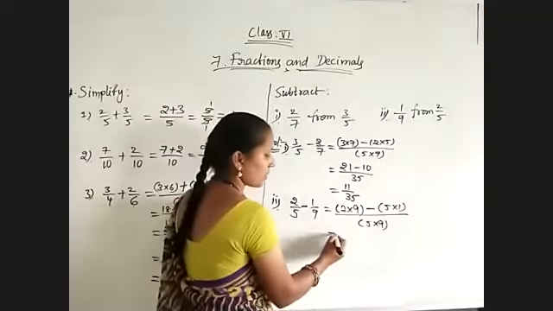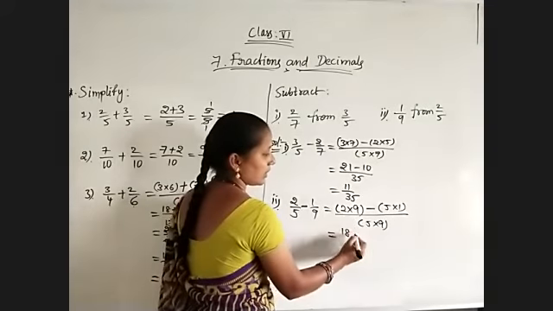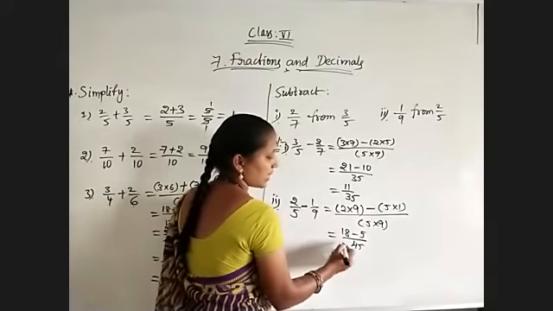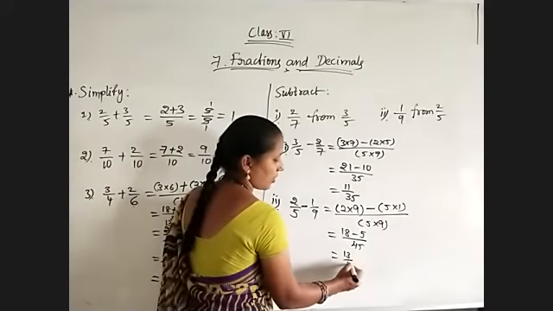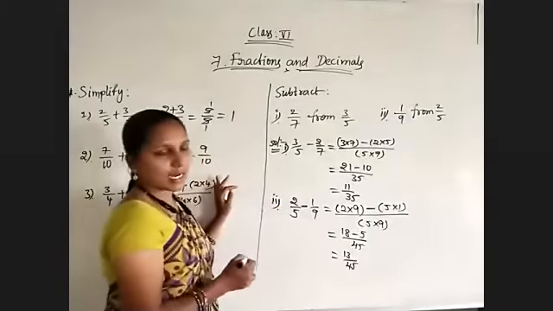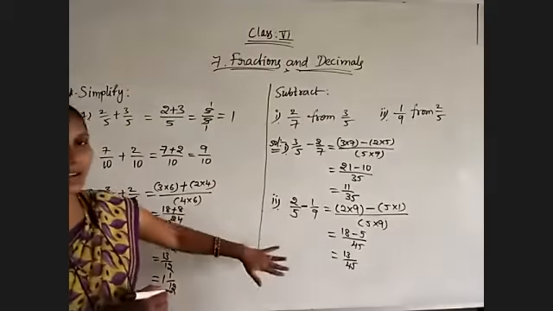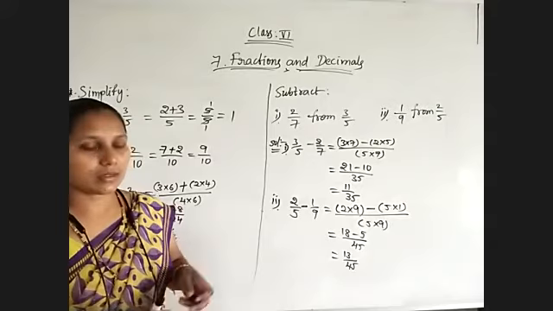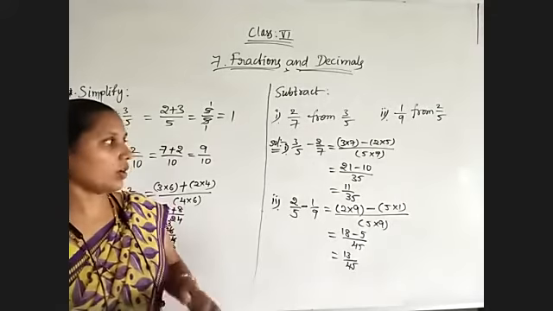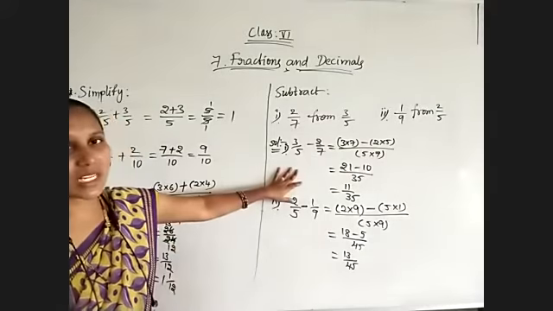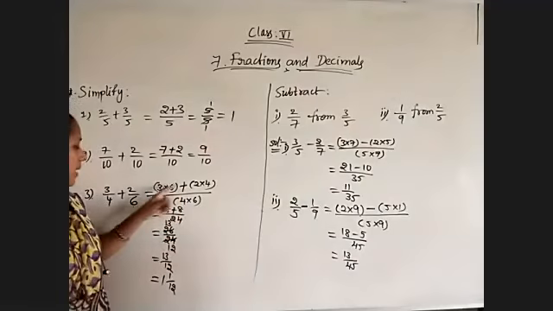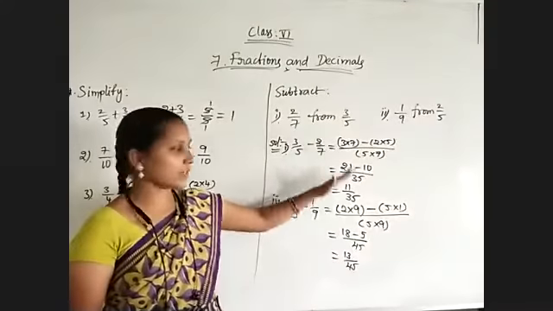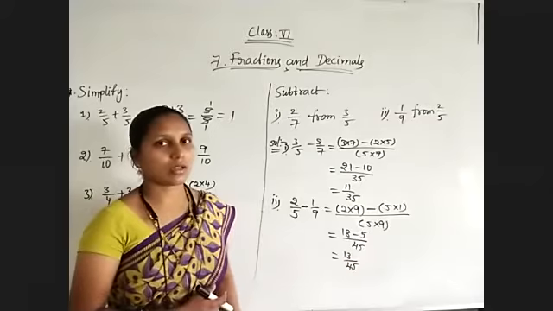So, which will be equal to 2 9s are 18 minus 5 1s are 5 divided by 5 9s are 45. So 18 minus 5 is nothing but 13, 13 by 45. 13 by 45 is in the lowest form, and it is a proper fraction. That's it. So cross multiplication is very simple. If it is having plus, we go with plus. If between two fractions there is minus, we just keep minus. That's all.